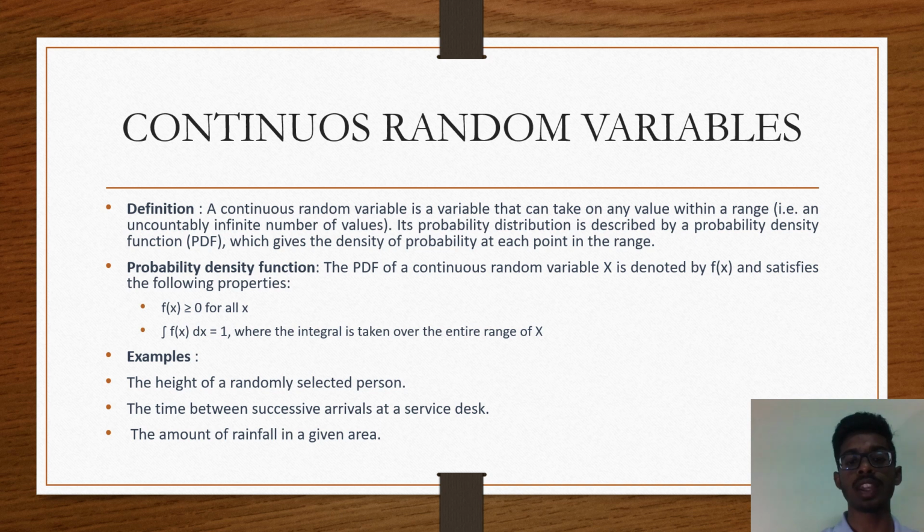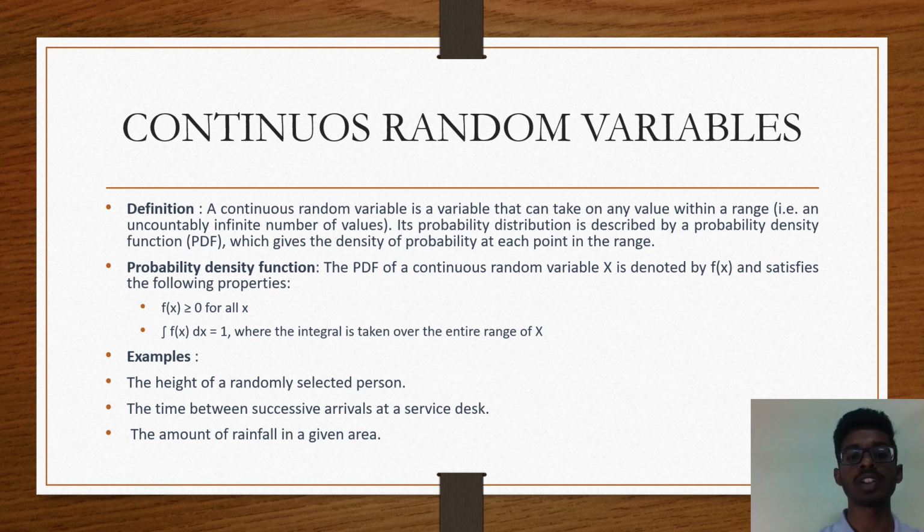As we have seen in the examples, the height of a randomly selected person follows the normal distribution, and the time between successive arrivals at a service desk follows the exponential distribution. In rare cases, such as in daily life, the amount of rainfall is calculated in a particular area. This type of calculation requires the gamma distribution.